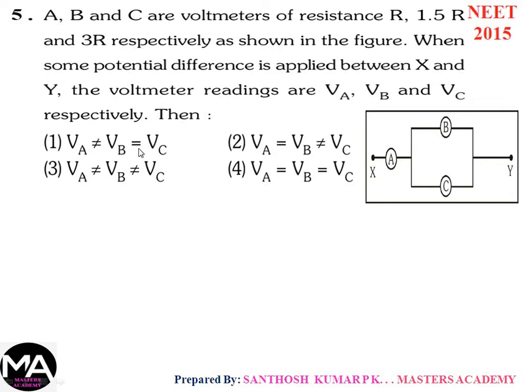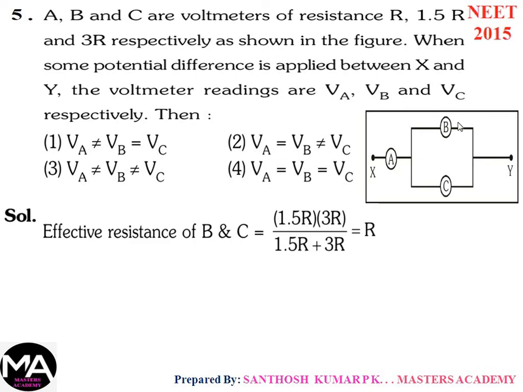VA is not equal to VB is equal to VC. VA is equal to VB, which is not equal to VC. VA is not equal to VB, not equal to VC, and VA is equal to VB is equal to VC. So, solution. The effective resistance between B and C. Here B and C are in parallel. Therefore, effective resistance is B into C by B plus C, which is 1.5 into 3 by 1.5 plus 3, which is equal to R.